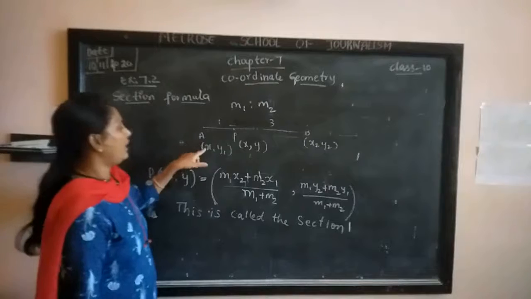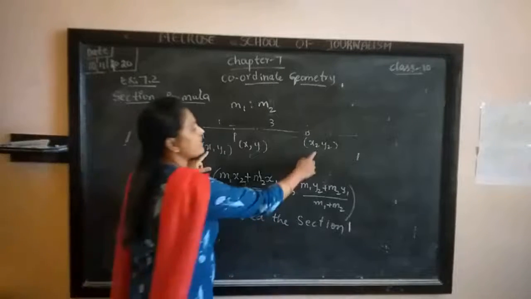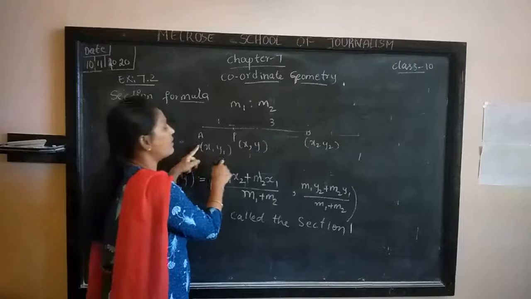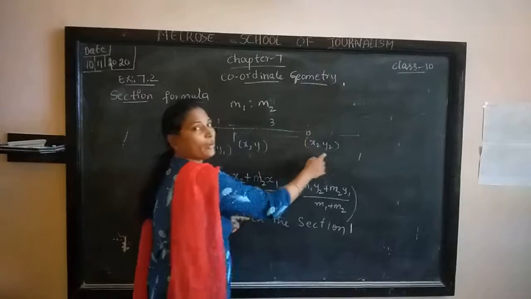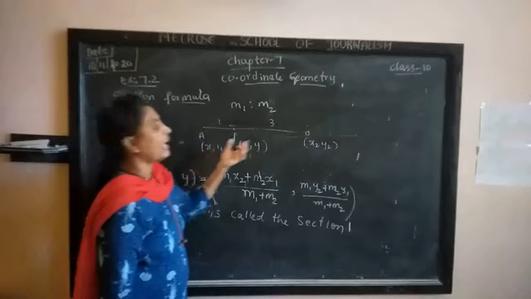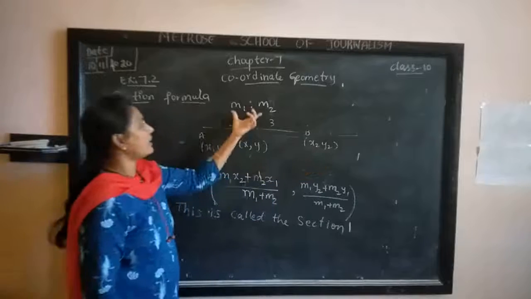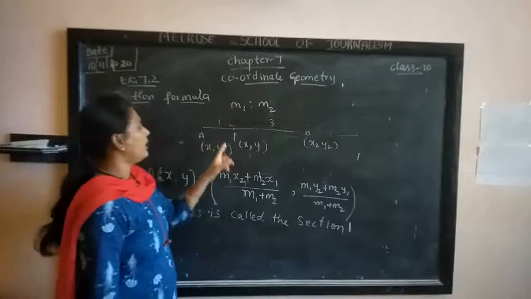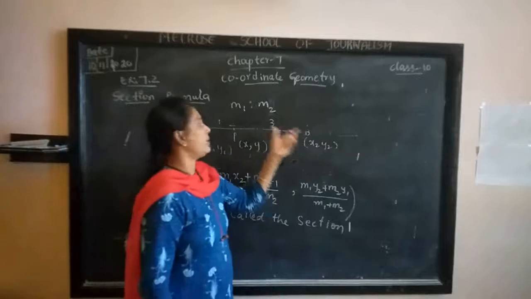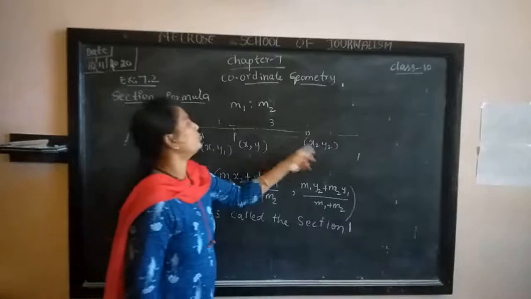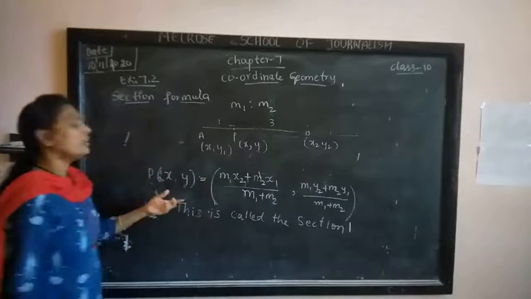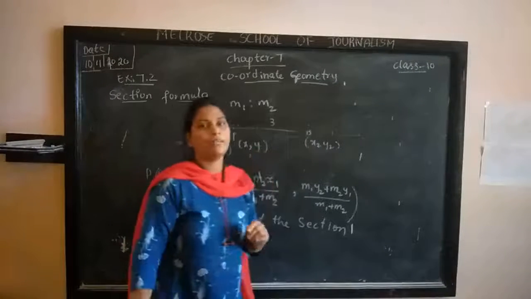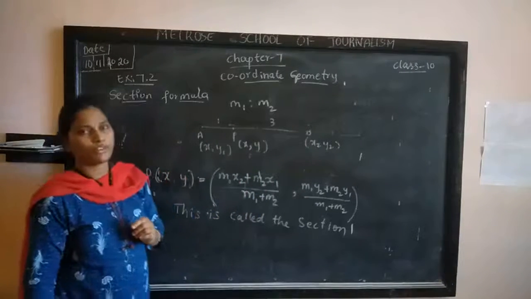What do we need? We need the coordinates of the line segment AB. The coordinates of A are x1, y1 and of B are x2, y2. We need the coordinates of A, the coordinates of B, and the ratio in which P is dividing the line AB. If you know these three things, then you can find the coordinates of point P. Understood this section formula?